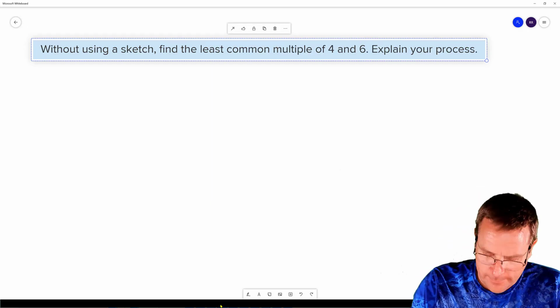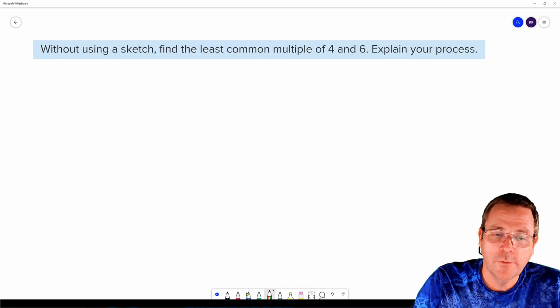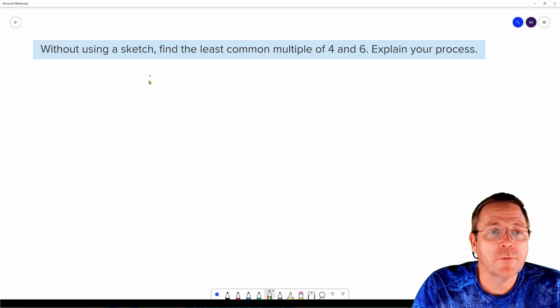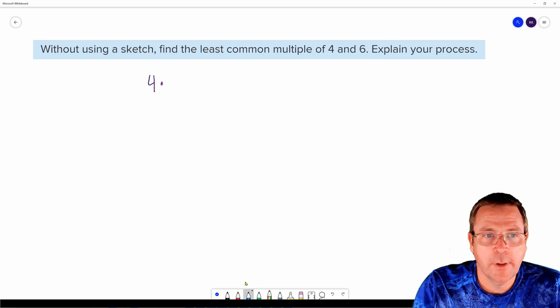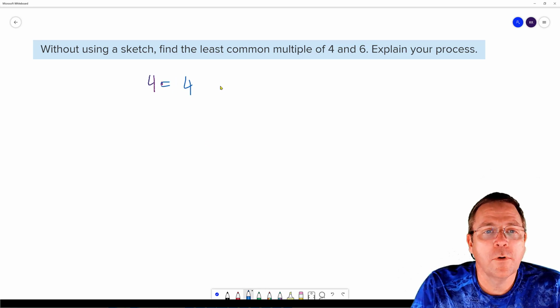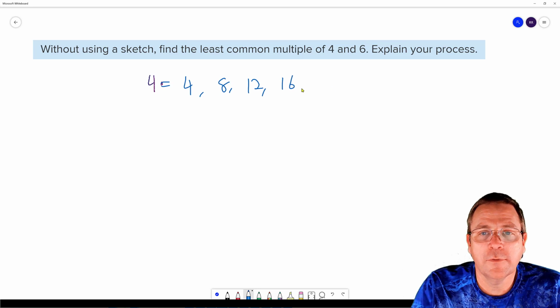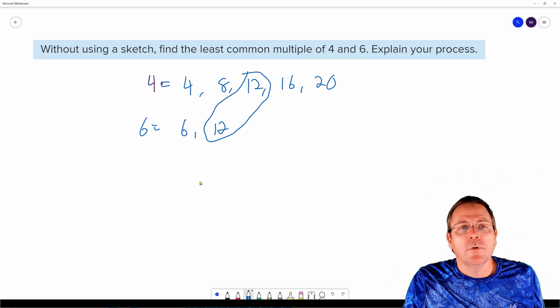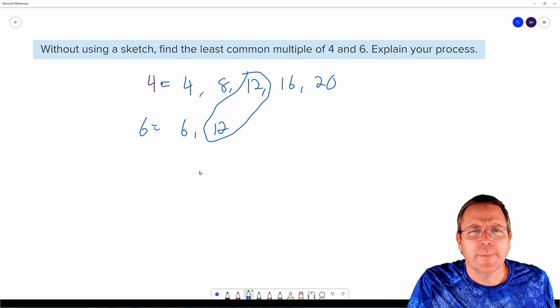So how did you do it? Let me show you what I think you would have done back in your elementary school days. This is what we did back when I was in elementary school. I would have started with a 4, and then I would have said, oh, I don't like rainbows. I would have said 4 times 1 is 4, 4 times 2 is 8, 4 times 3 is 12, 4 times 4 is 16, 4 times 5 is 20. And that's a good start for 4. 6 times 1 is 6, 6 times 2 is 12, hey, right there, ding, ding, ding. That would be the least common multiple of 4 and 6. That look familiar? I bet it does.